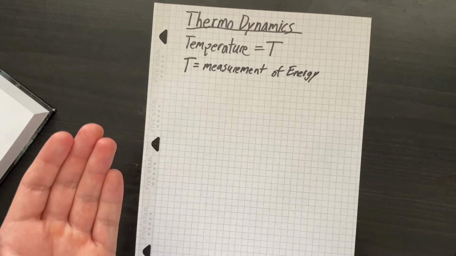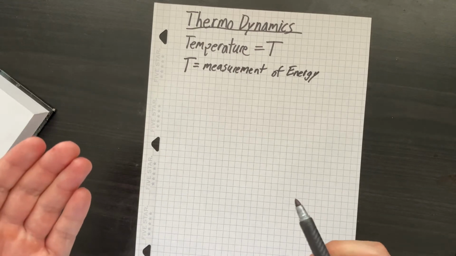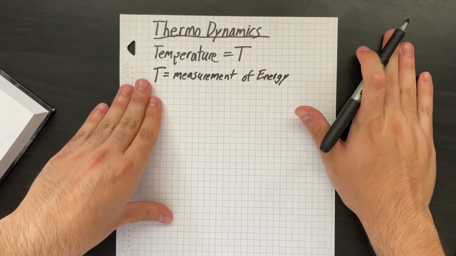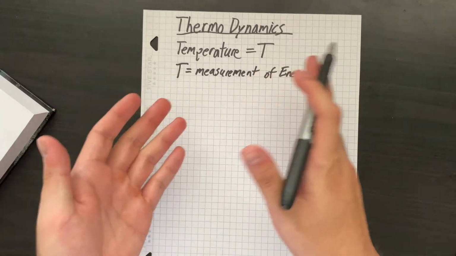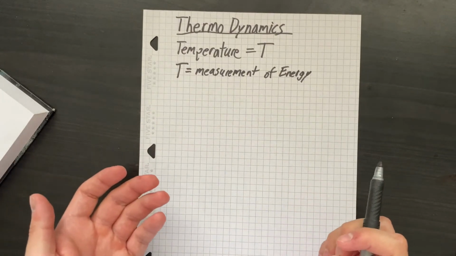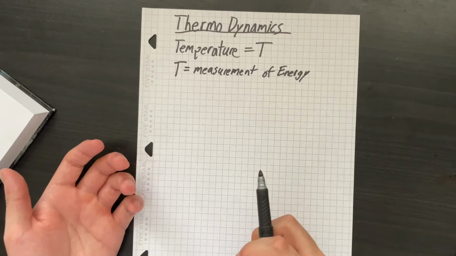Now, what a system is can depend a lot. Like the system could be the piece of paper right here, it could be the desk, it could be two fluids interacting with each other, anything really. And you can always measure the temperature of that system.